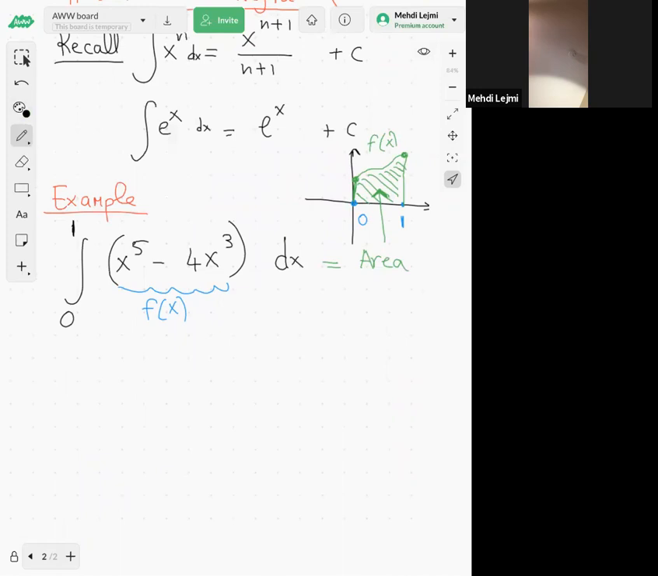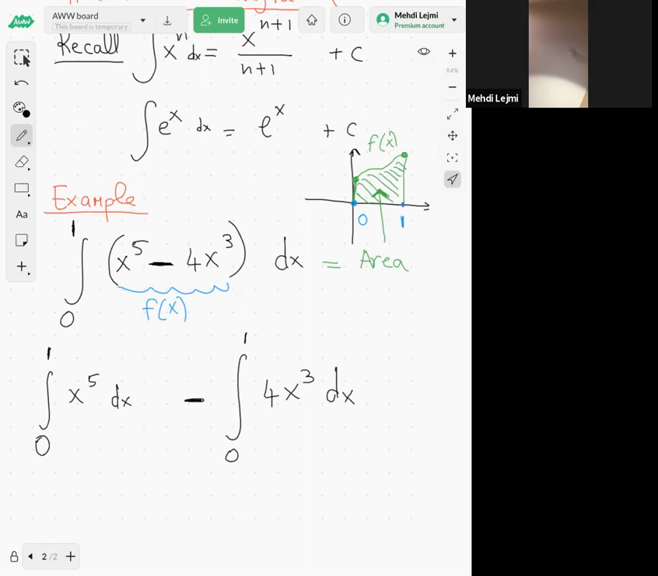First, I have x fifth minus 4x cubed. We said if you have a minus or a plus, you can split this integral into two integrals: the integral of x fifth minus the integral of 4x cubed. So you start with the x fifth.